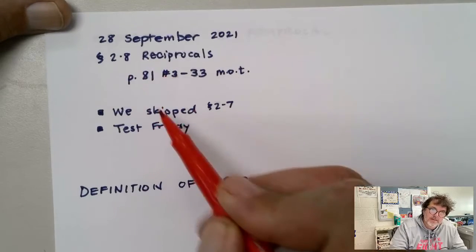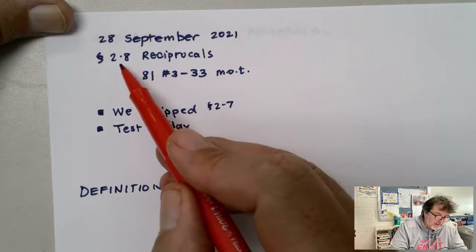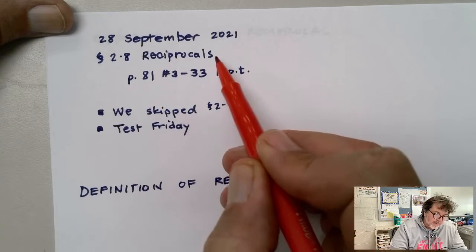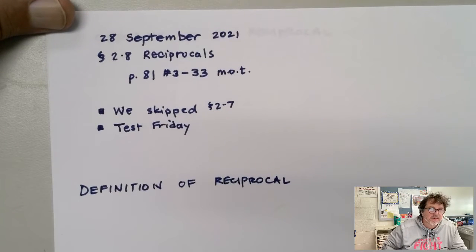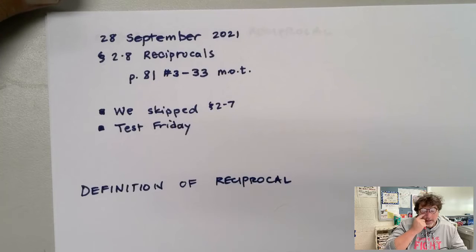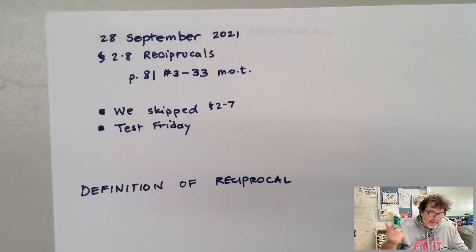We skipped section 2.7, so you're going to go straight to the next one. We moved on to 2.8, which is on reciprocals. This is really just setting up 2.9, where we learn how to divide, which is really just multiplying by the reciprocal.